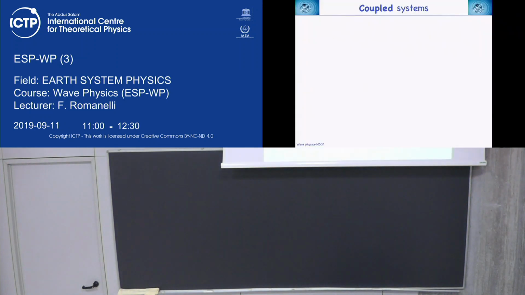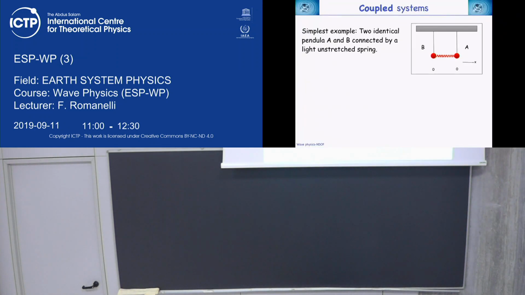Part, and then we will go back to the animation that we saw on the first lecture. Why should we study this system here? Because it's the simplest way to transfer energy in space, coupling.